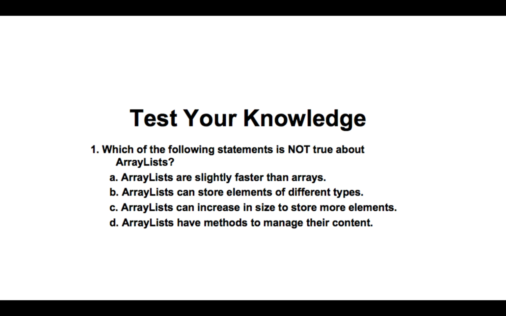We know that array lists can store elements of different sizes. We know that array lists can increase in size to store more elements, and they can also decrease in size to store fewer elements. Those are one of the big advantages over arrays. Array lists have methods to manage their content. We know that is true as well. With arrays, we have to directly access elements using square brackets, but with an array list, we use methods like add, get, put. So by process of elimination, we know that array lists are not faster than arrays.